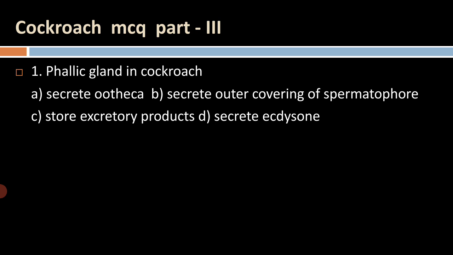Phallic gland in cockroach. What is the function of phallic gland in case of cockroach? A. Secrete ootheca. B. Secrete outer covering of spermatophore. C. Store excretory products. And D. Secrete ecdysa. So the correct function of the phallic gland in cockroach is to secrete outer covering of spermatophore.